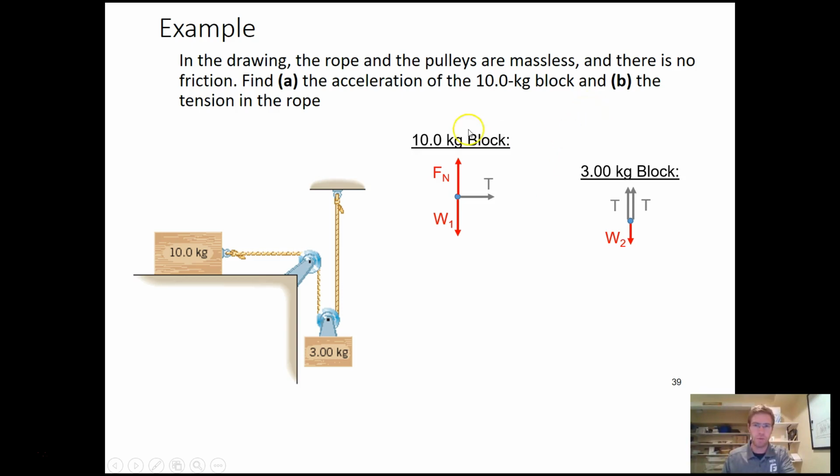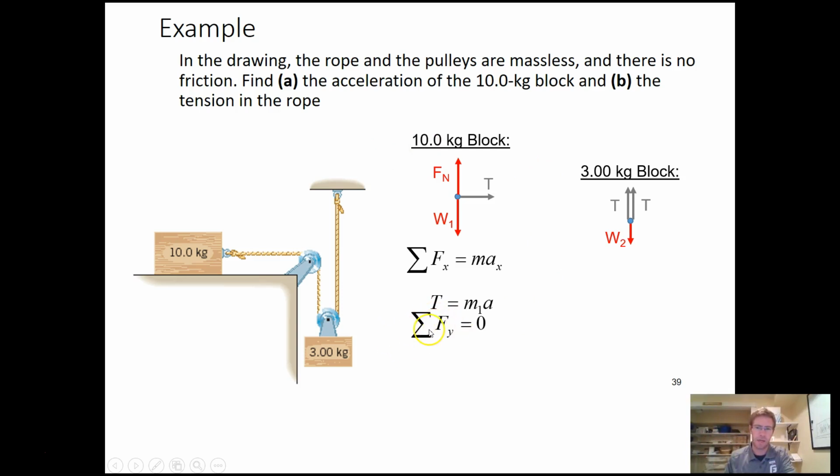So let's do the sum of the forces now. Let's start with the 10 kilogram block. Sum of the forces is going to be equal to mass times acceleration in the x direction, since it will accelerate to the right as a result of the string pulling it. So the only force we have is tension, so tension equals m1 times acceleration. But we don't know the tension and we don't know the acceleration, so we have to stop. Bummer, we're out of luck. So now let's move on to the 3 kilogram block.